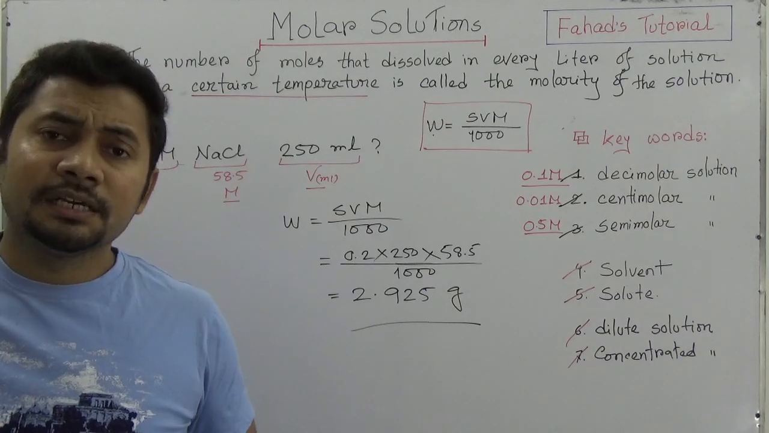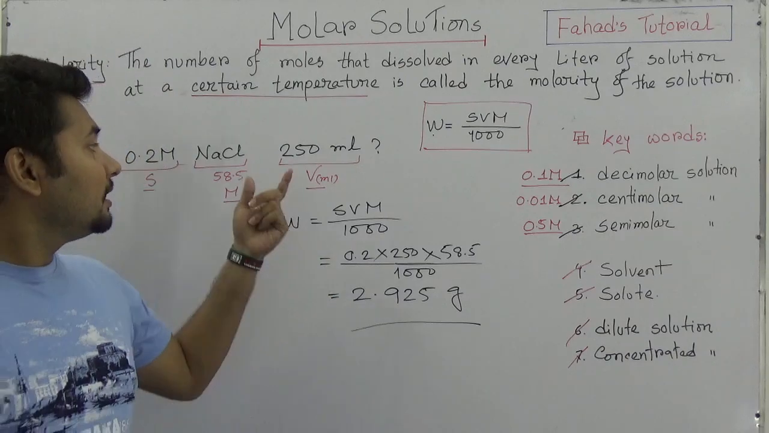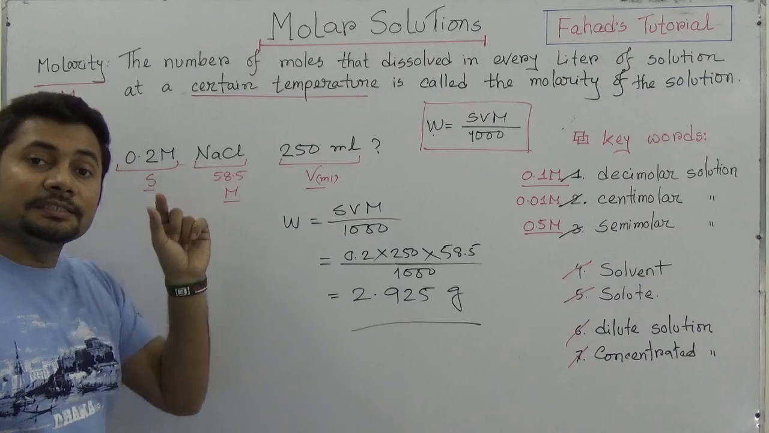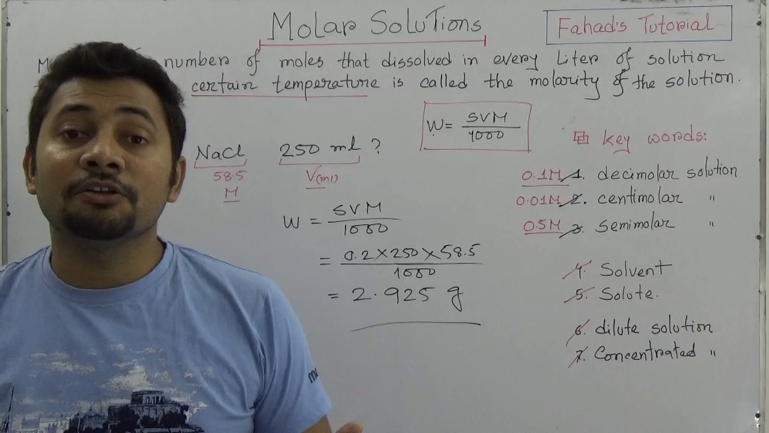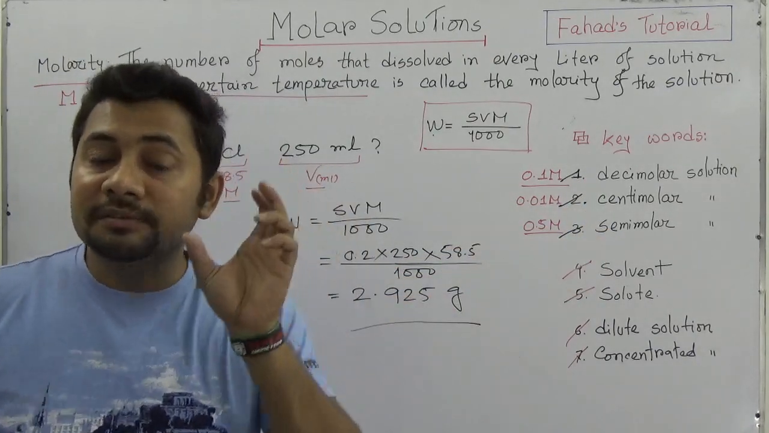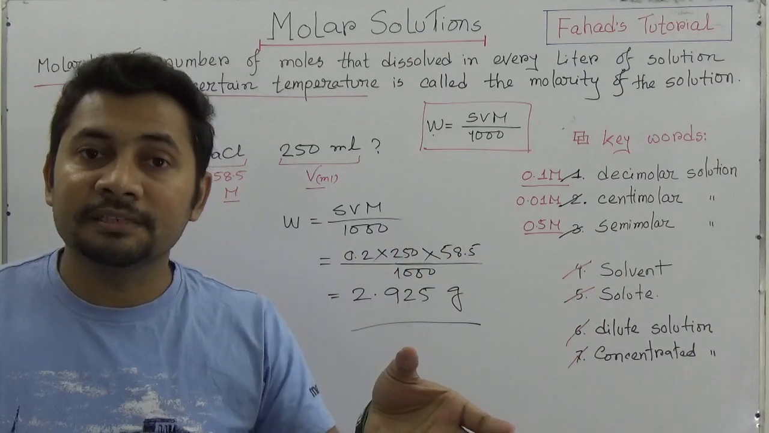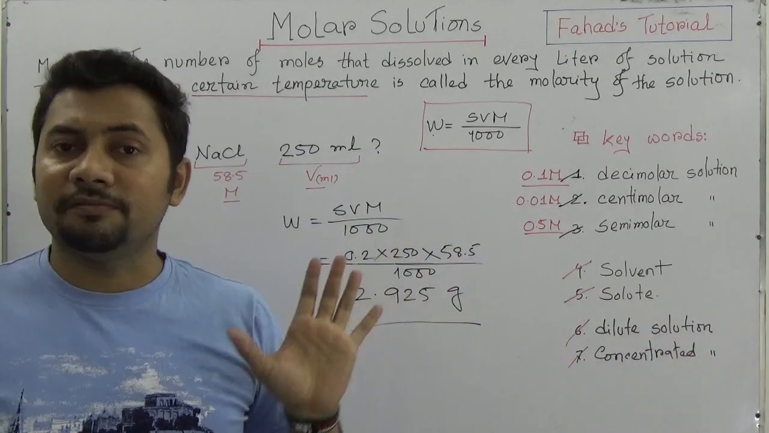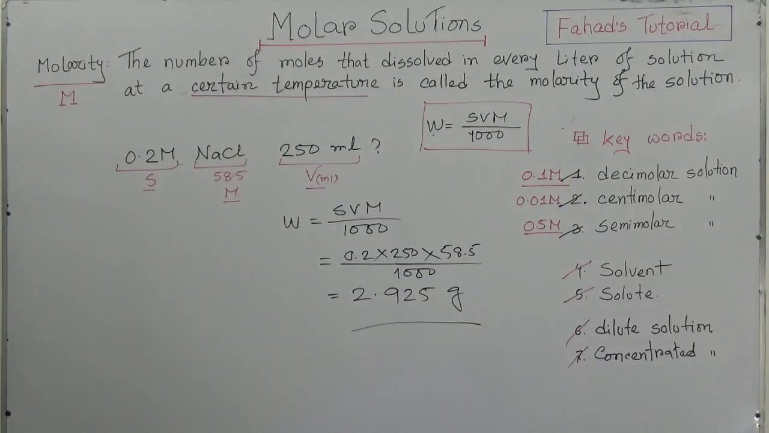If the question is how much sodium chloride is required to prepare 250 ml semimolar solution, then it should be 0.5. Suppose in a question the molarity was not given directly, but they use this word. Then you need to understand what decimolar, semimolar and centimolar mean. If centimolar is given, use 0.01. If semimolar is given, use 0.5, and for decimolar, 0.1. I hope you understand this.